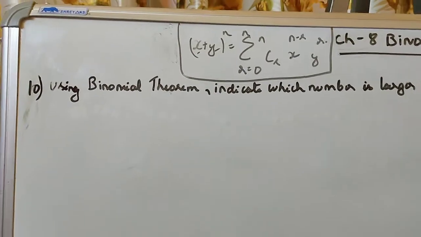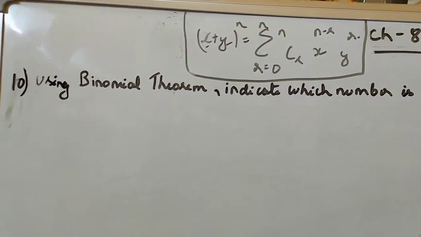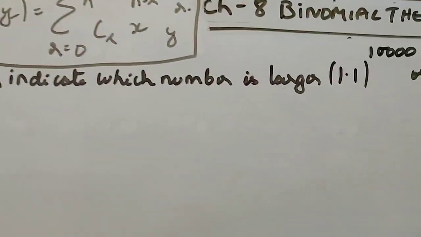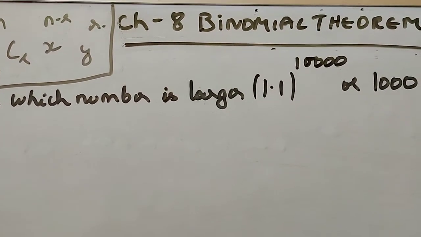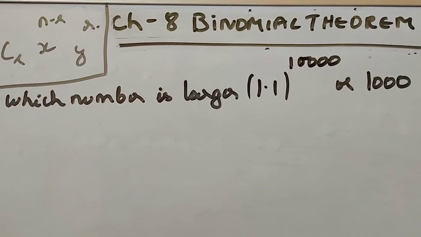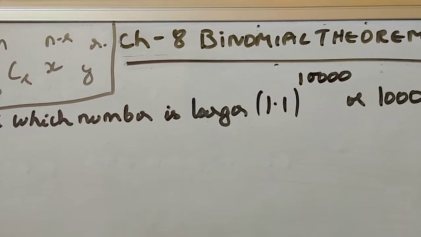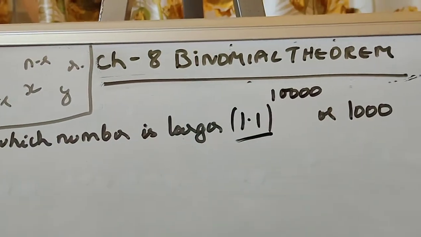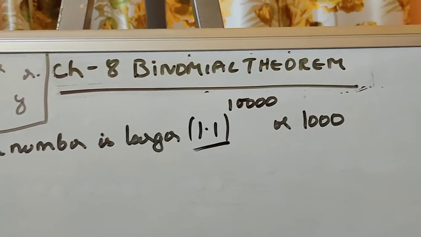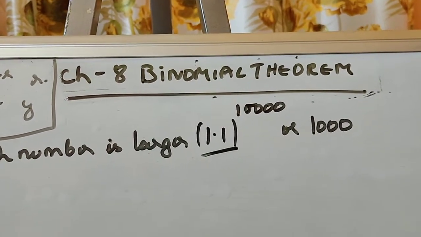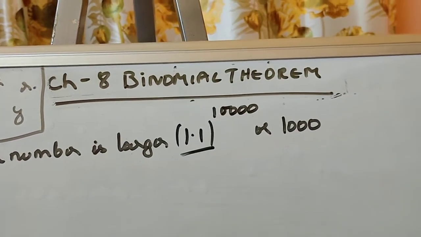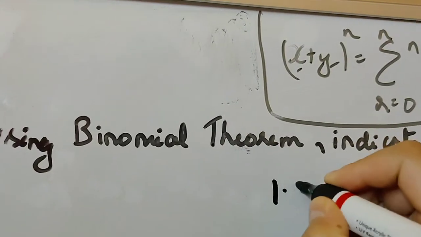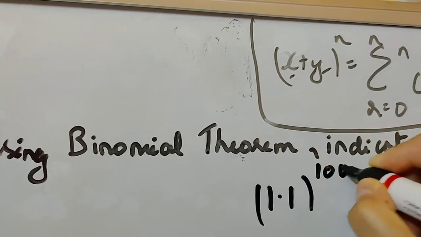Now question number 10. Using binomial theorem, indicate which number is larger, 1.1 to the power 10,000 or 1,000. Okay, now first what we will evaluate is this one and check whether it is greater than 1,000 or not. Okay, which one is greater? Either this value will be greater, or 1,000 is greater. So first is 1.1 to the power 10,000.